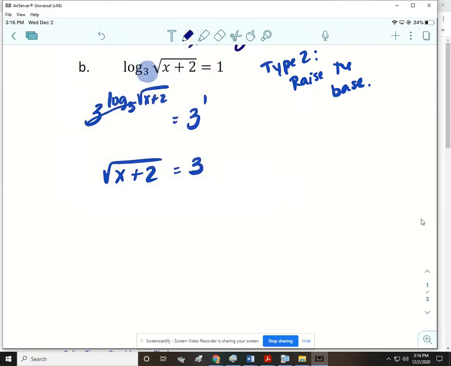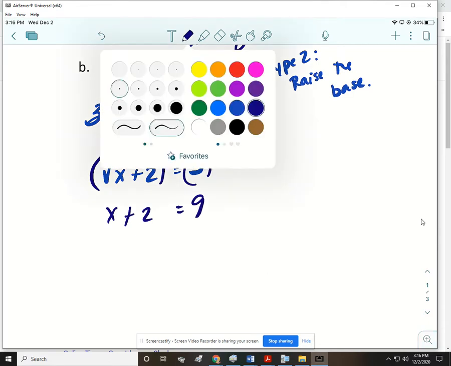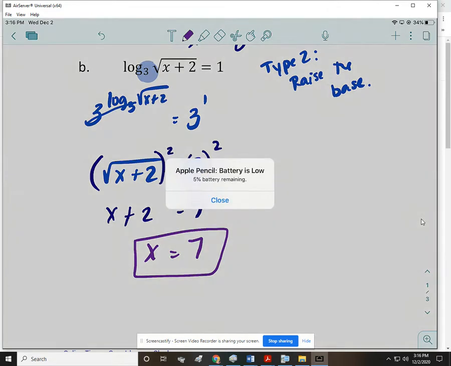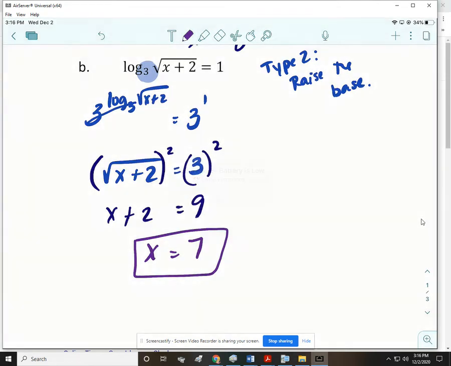So how do you get rid of a square root? You get rid of a square root by squaring both sides. All right, and then we'll subtract that 2, and our answer is 7. But we need to make sure when we plug it back in, it doesn't give us a negative argument. So when we plug it back in, we're going to get the square root of 9, which is fine. It's not negative.